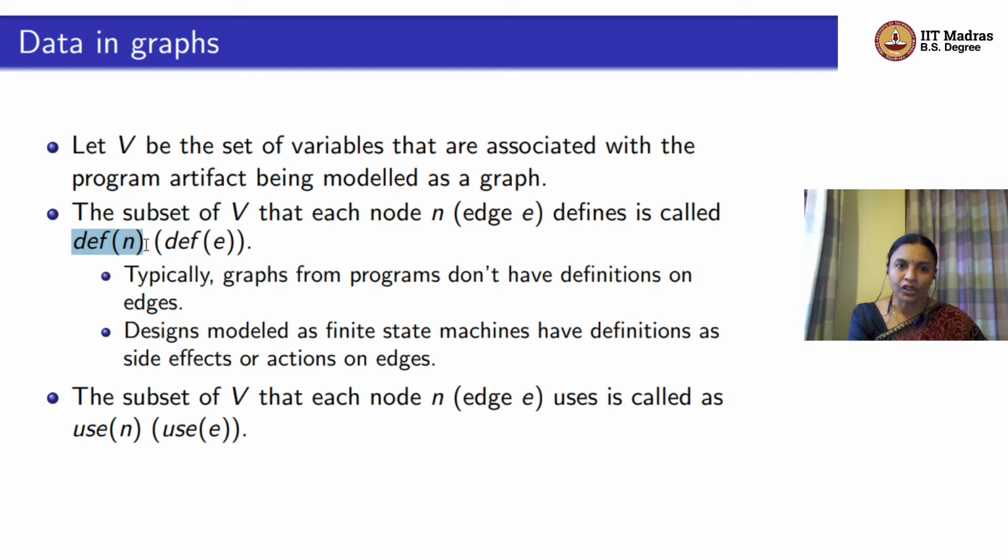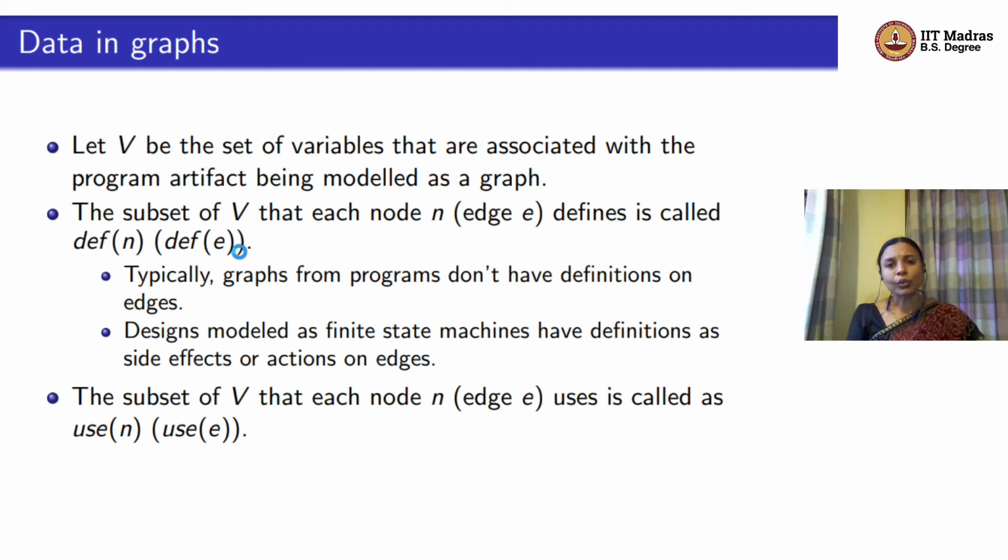Similarly, for every edge, a subset of the set of variables can get used in that edge. For example, the edge could represent a branch out of an if statement, and maybe two of those variables are used for the decision in the if statement. So we call that subset the use associated with the edge E.